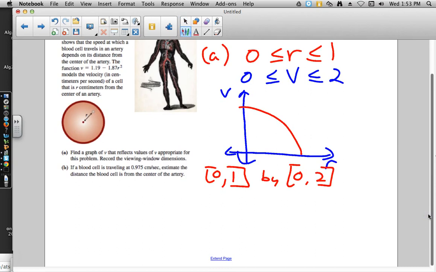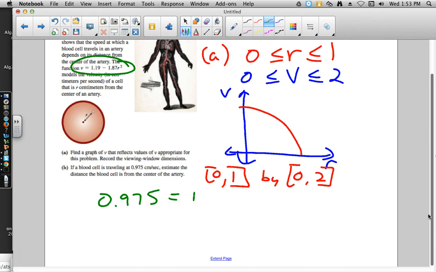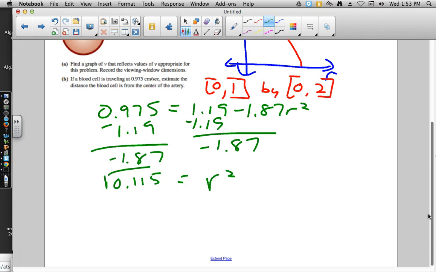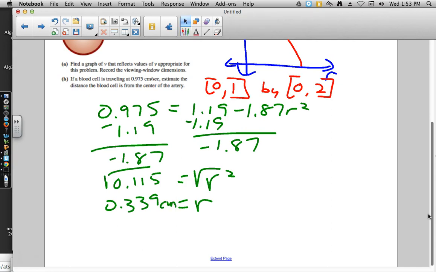And we're going to put that into the formula that they gave us, which is right here, and say, all right, well, 0.975 has to equal 1.19 minus 1.87 r squared. So we would subtract the 1.19, and then we would divide by negative 1.87. So r squared would be 0.115, and then we'd have to take the square root of both sides, and because this is real life, we really just care about the positive. And that's going to be 0.339 centimeters when we do that.